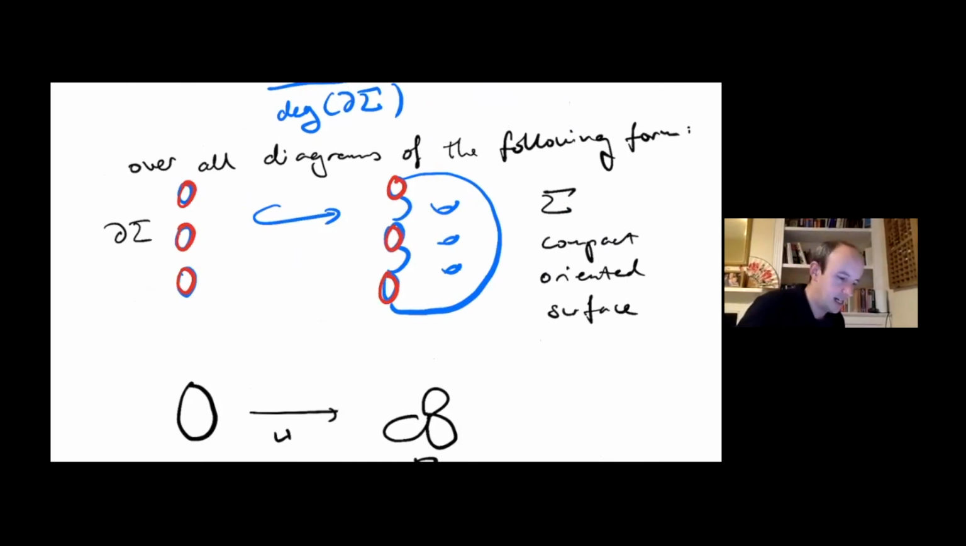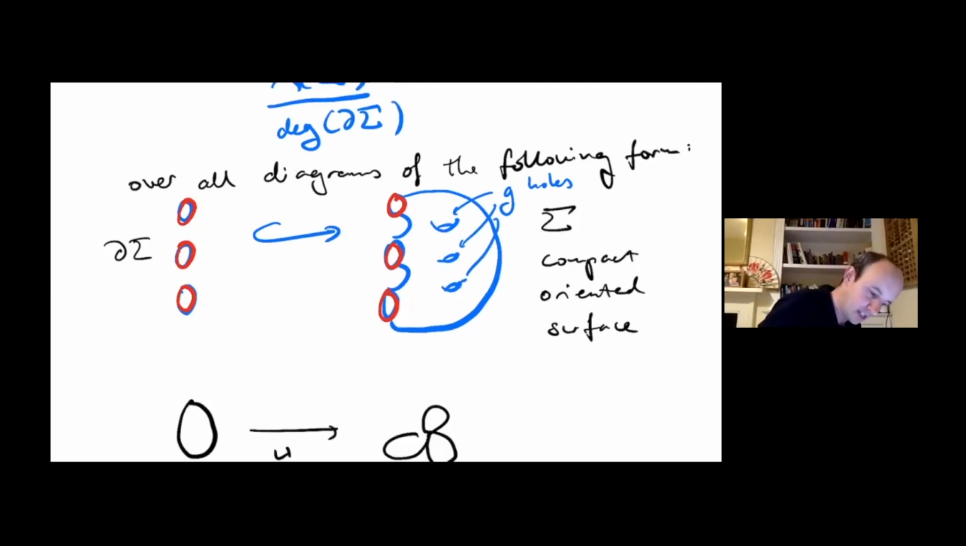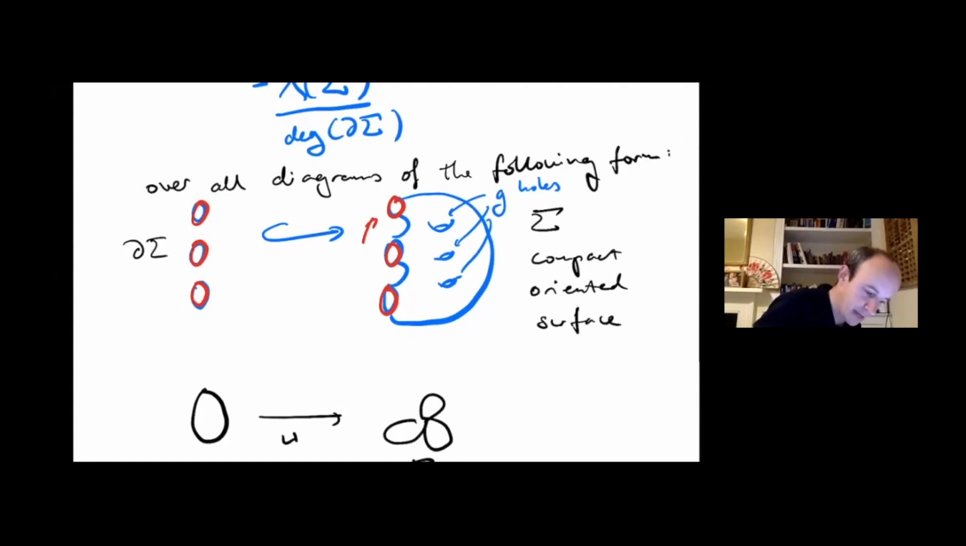And the surface also has some holes in it, which has g holes. There's some number of holes, which is the genus of the surface, right? And there's going to be b, the number of these circles. There's going to be b of these.